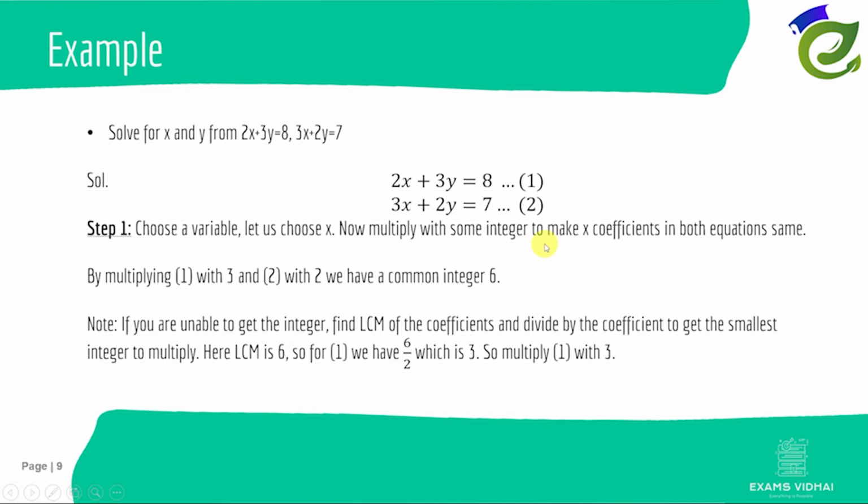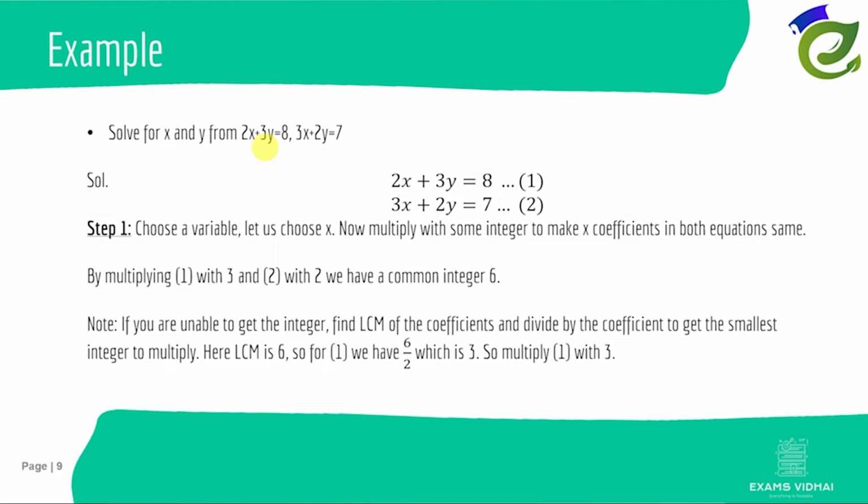Remember that this is not the only integer you can multiply by. This is the smallest integer to multiply. You can obviously multiply by any terms. Now we are going to see an example to solve x and y, to understand the previous slide even more clearly.